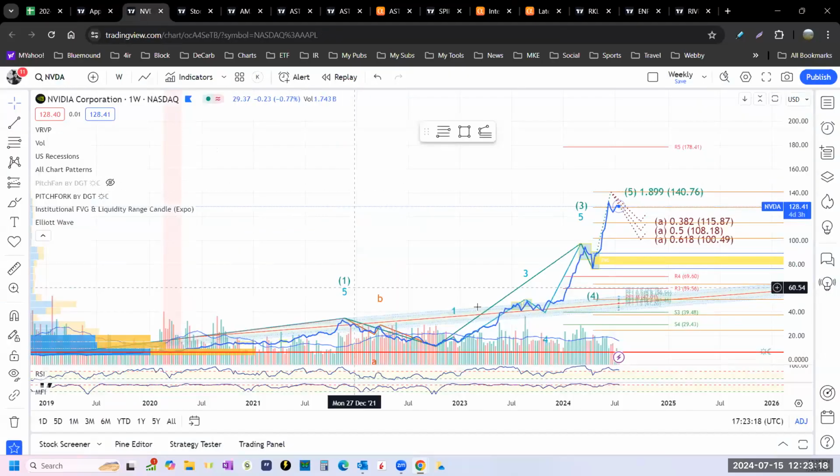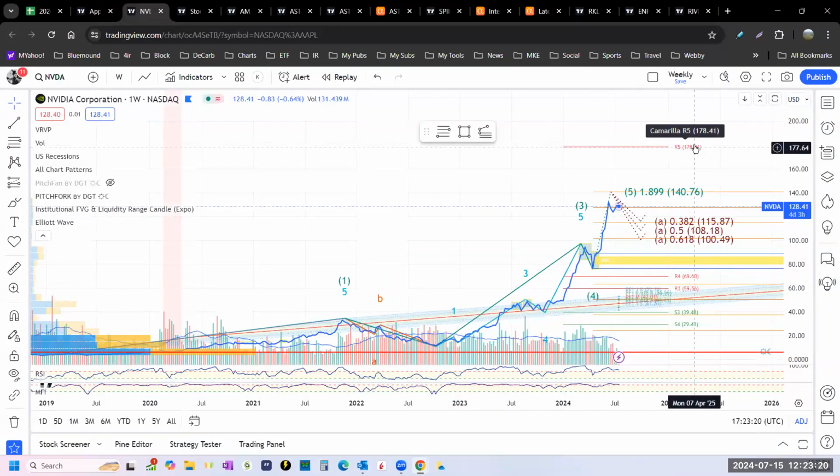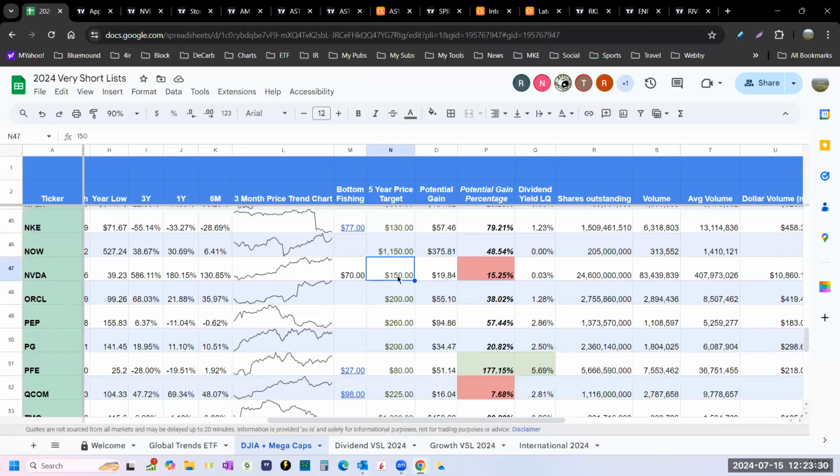So even if I'm aggressive with Nvidia and say, you know what, it's getting to 175, I can say that. I'll even put in 175. Let's be really aggressive. And let's say 80 on bottom fishing. Even if you put a projection at 175, you've only got 34% upside.